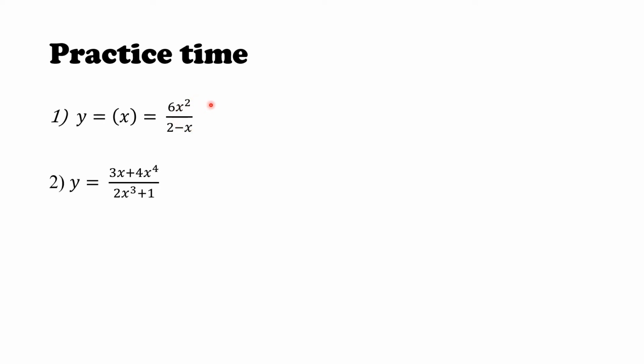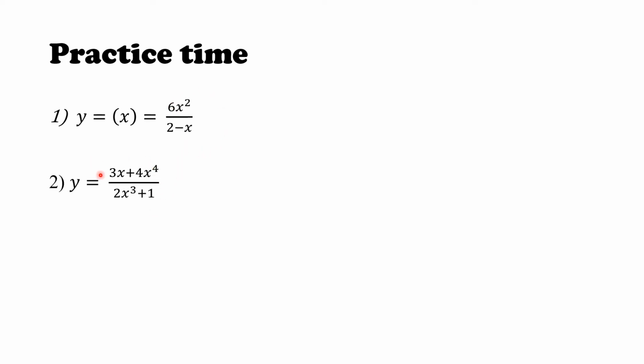6x squared is a function. This is supposed to be f of x. Anyway, so we have 6x squared, this is a function, and over 2 minus x, this is also a function. One is a quadratic, the one at the top, and the one at the bottom is a linear.